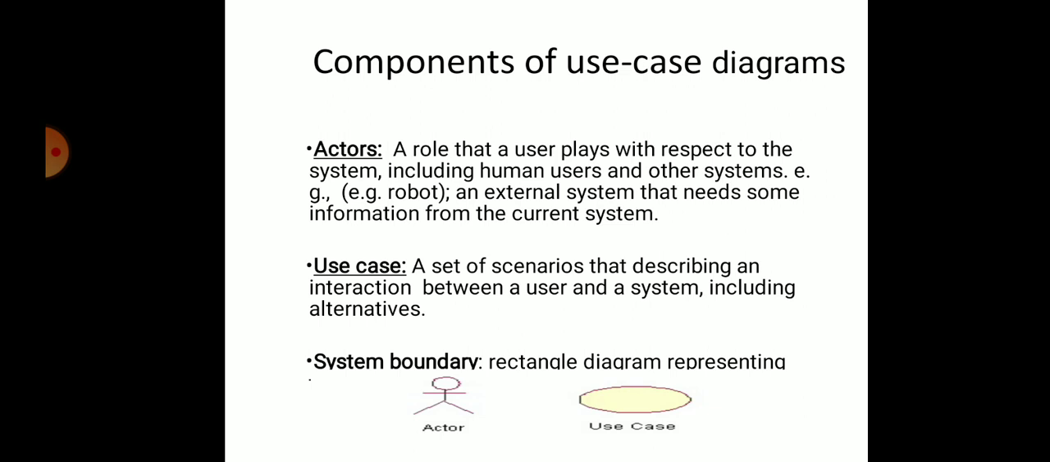Next is the components of the use case diagram. This is the most important thing. There are three components: actors, use case, and system boundary. An actor is the role that a user plays with respect to the system. It includes human users and also other systems. Remember that not only a human user is an actor; any other machine can also play the role of an actor, like a robot system or any system.